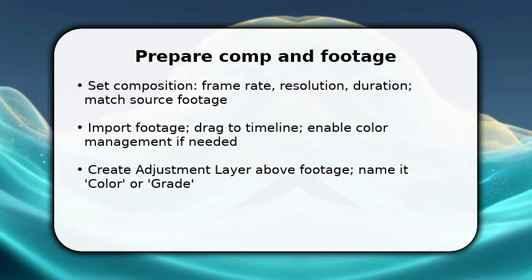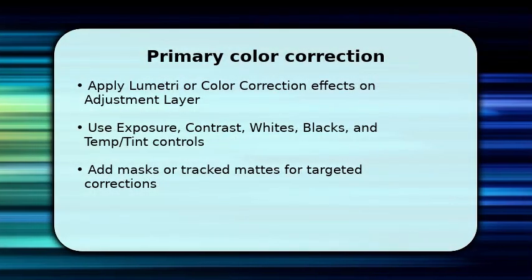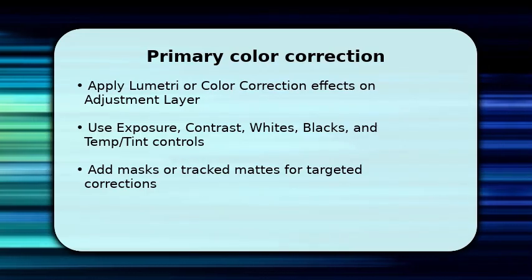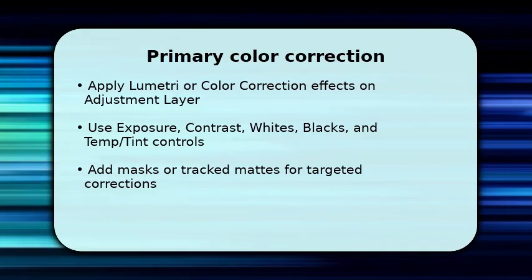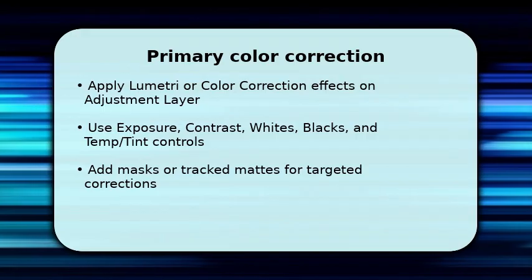You'll perform primary correction to balance exposure and white point before stylizing. Add Lumetri Color or separate color correction effects on the adjustment layer, then adjust exposure, contrast, whites and blacks to recover detail. Once you have a neutral baseline, tweak temperature and tint to correct white balance. Use masks or tracked mats to isolate faces or skies so adjustments affect only intended regions. As you work, toggle before/after to confirm improvement.